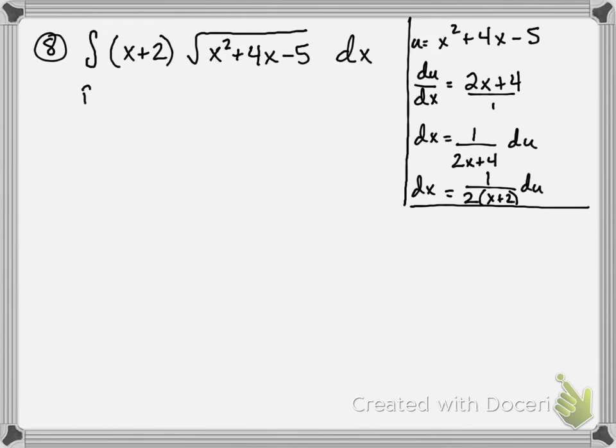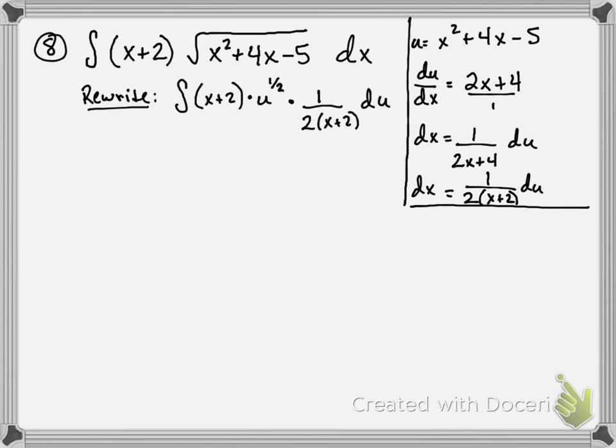Okay, so now we're going to rewrite all our stuff here. So we got x plus 2. Then I have the square root of u. Can I just say u to the 1/2 to save space? Times 1 over 2 times x plus 2 du. Okay, so look what happens when we cancel the x plus 2's.